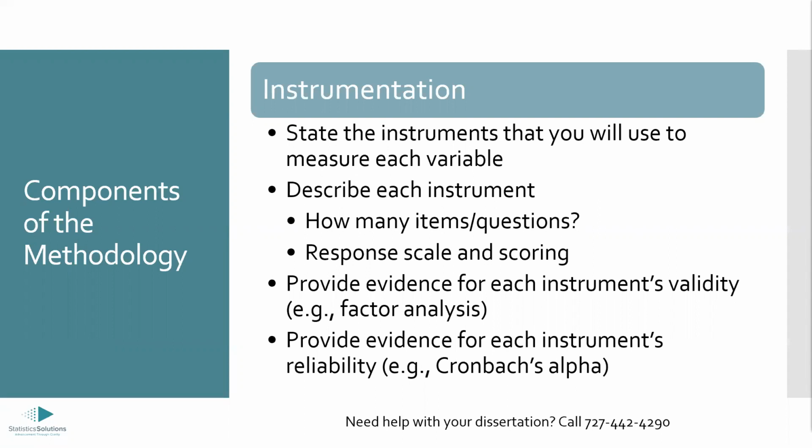So usually this information is found in the article that describes the original development of the instrument. And typically for validity, you might look to something like a factor analysis. So the authors may describe a factor analysis to establish the validity of the instrument. And for reliability, the authors would probably use a reliability coefficient such as a Cronbach's alpha to document the reliability of the instrument. Again, you should be able to find this information in the original article that describes how the instrument was first created and developed.